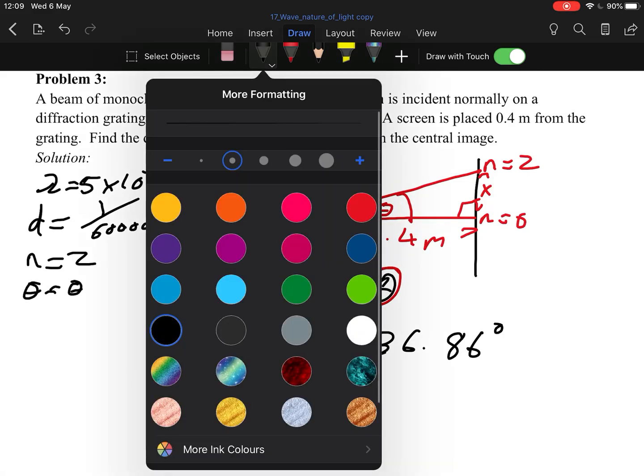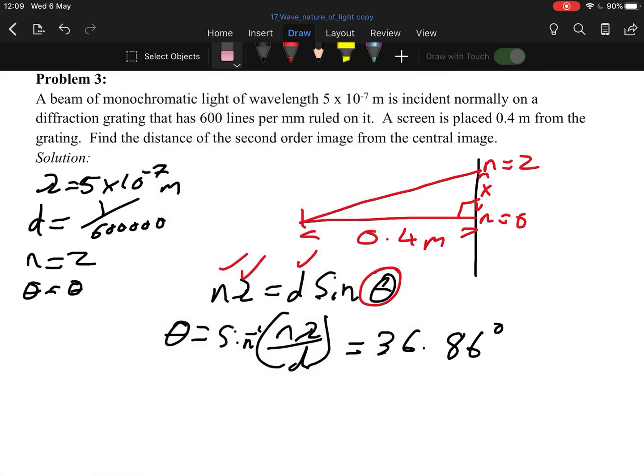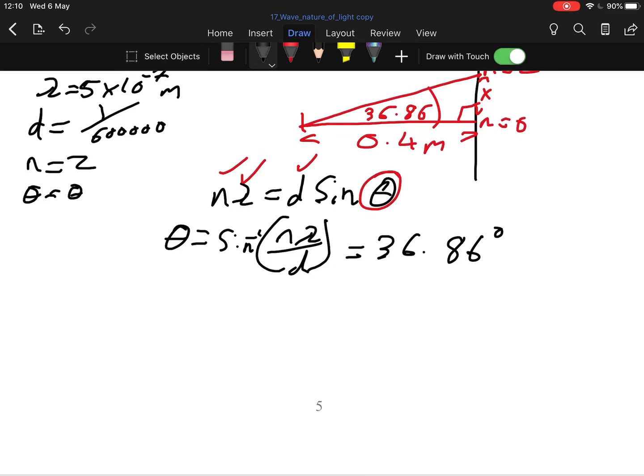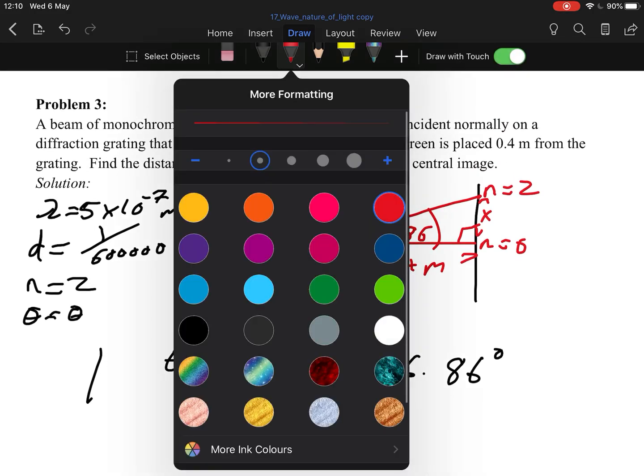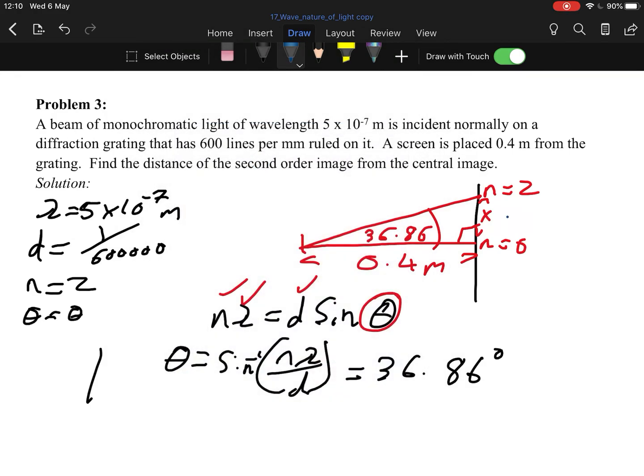So now that we have that, we can now look at a right angle triangle. So I'm going to rub out what we now know. That is 36.86. So now can we find that distance? Sine, cos, or tan? Be careful now. Look at it. That is our opposite. This is our adjacent.